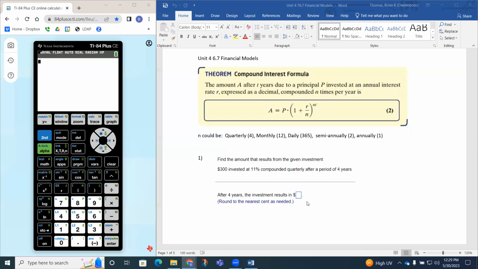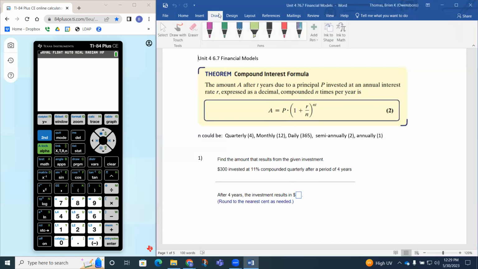So after 4 years, the investment results in... If I use the formula, what I'm looking for is the final investment, which is going to be A. So A is going to equal, I need to know the initial investment, which was the 300. So P is going to be the 300. That's the present value or the initial investment. So that 300 goes into our formula there.